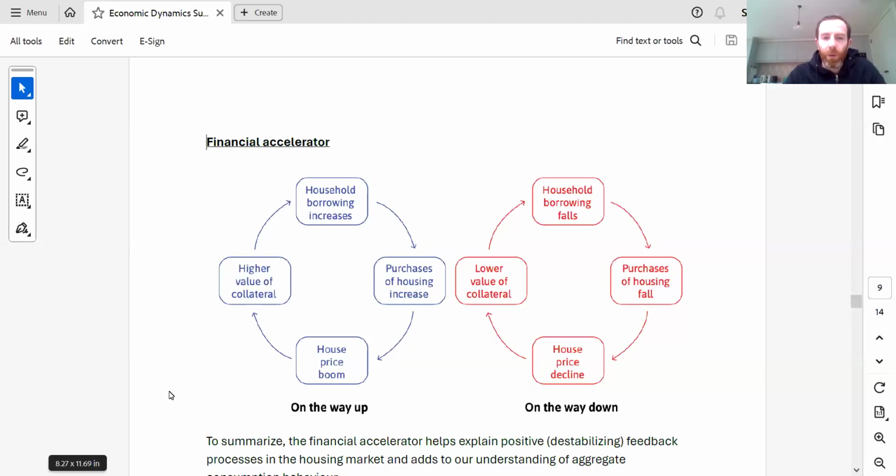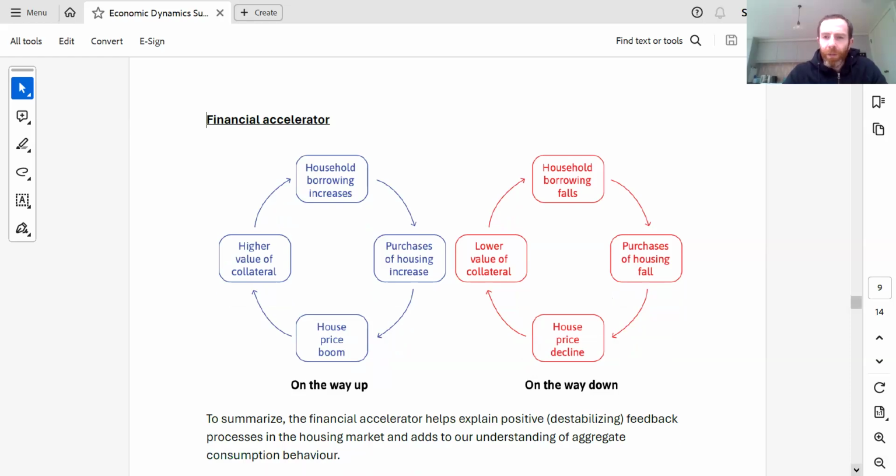Okay, so just picking up with this financial accelerator idea. What this does is help us explain how, if we're at a tipping point, at the unstable equilibrium in the housing market, a small shock could push us to the high price stable equilibrium or the low price stable equilibrium. And it's all linked to the idea that housing can be seen as collateral, right? Housing can be something that you can use as collateral if you want to borrow money.